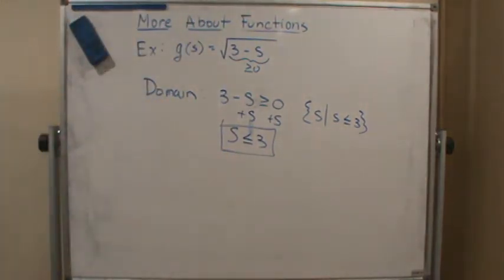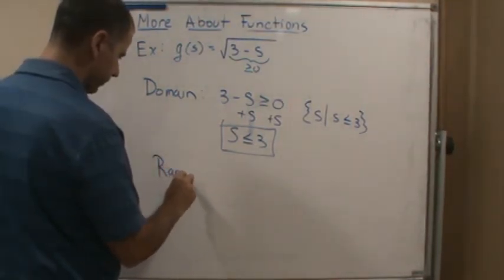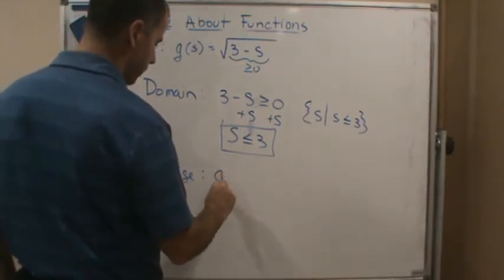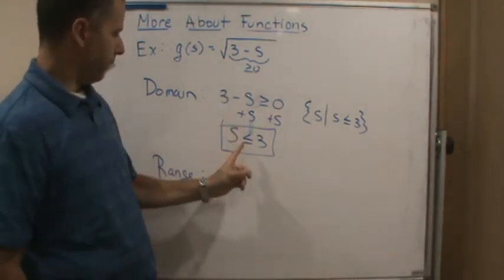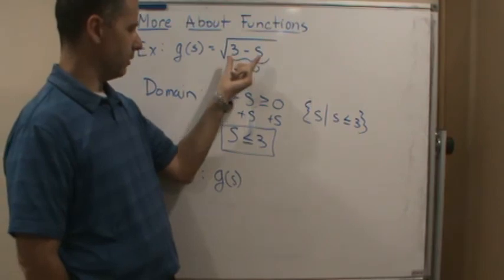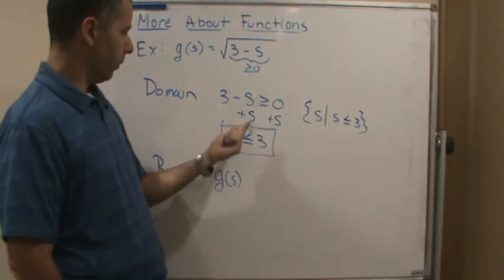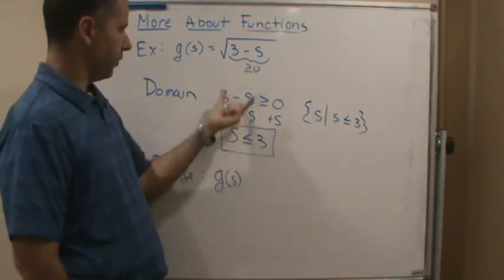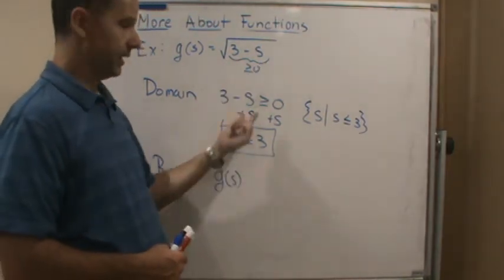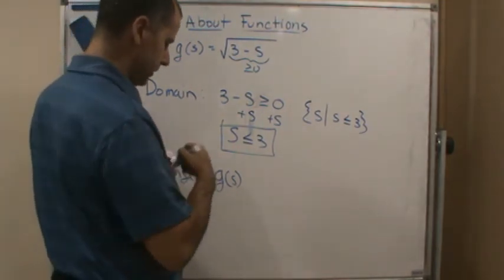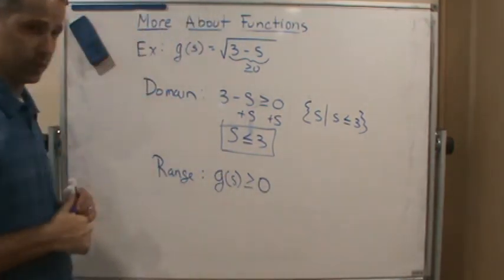Okay? Now, what about the range? What about g of s? Well, what's the range? Well, obviously, if I'm using values less than or equal to 3, this is going to be 0 at s equal to 3, right? But what happens as I get smaller and smaller values? This is going to get bigger and bigger positive. So this is going to start at 0, that's the smallest it can be, and go off to positive infinity. So that's the range.